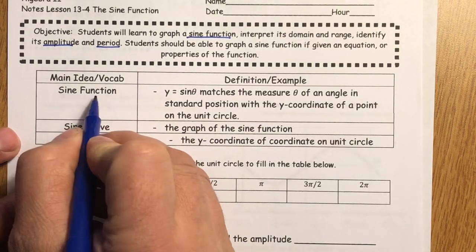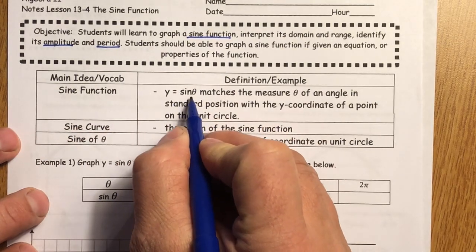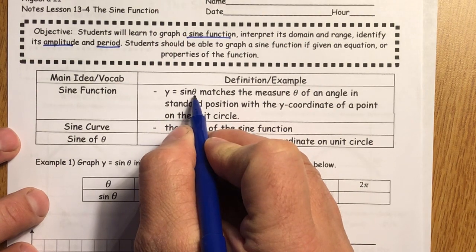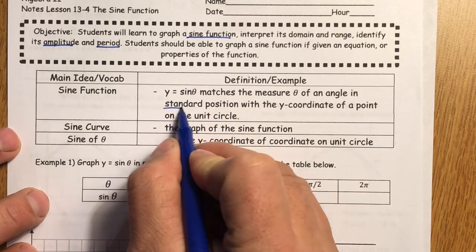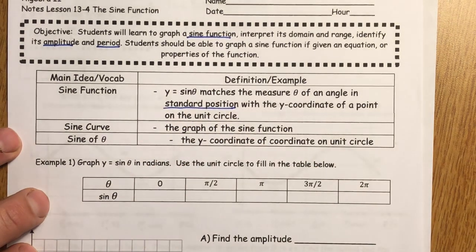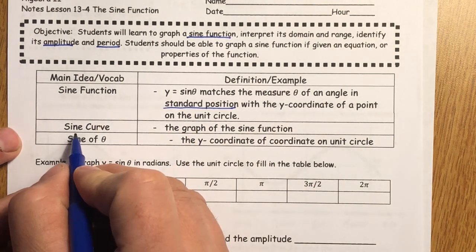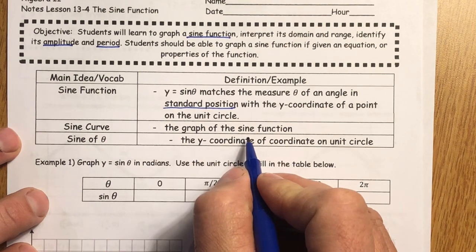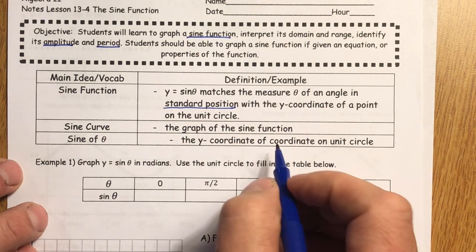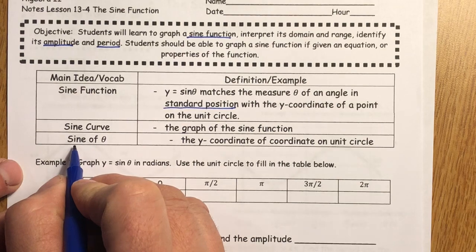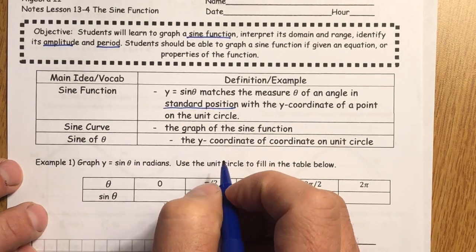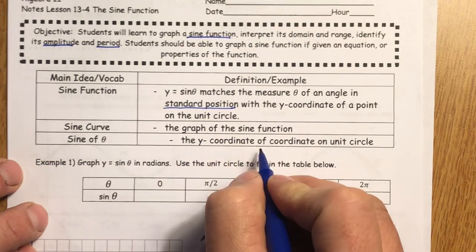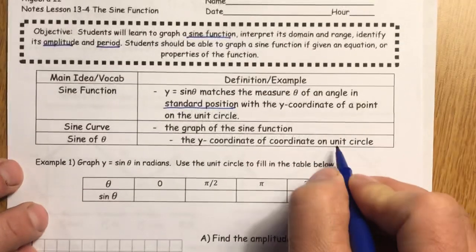All right, the sine function: y equals sine theta. This little symbol here is theta. Remember that. It matches the measure of theta of an angle in standard position on the unit circle, with the y-coordinate of a point on the unit circle. The sine curve is the actual graph of that sine function. And the sine of theta is the y-coordinate of the point on the unit circle.